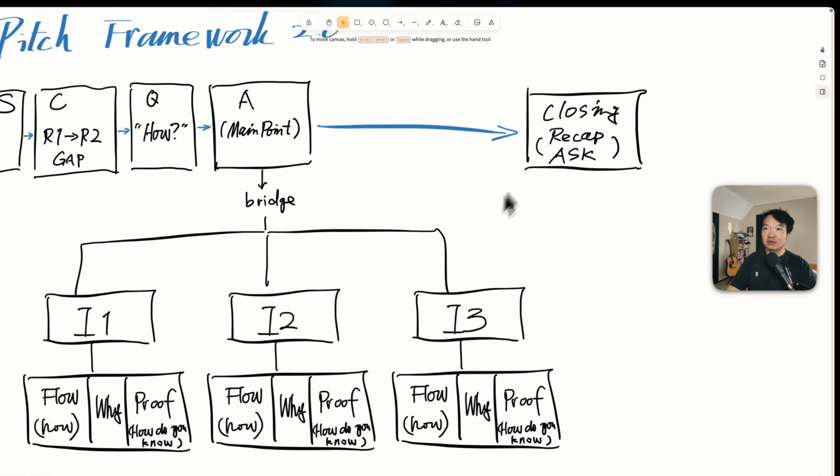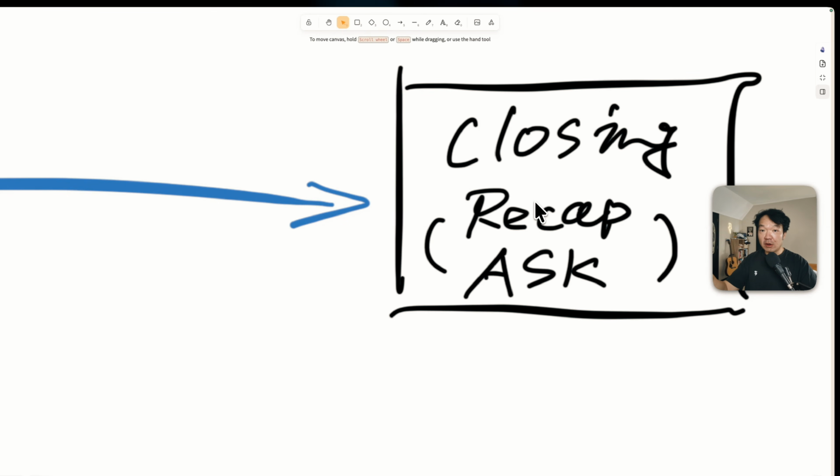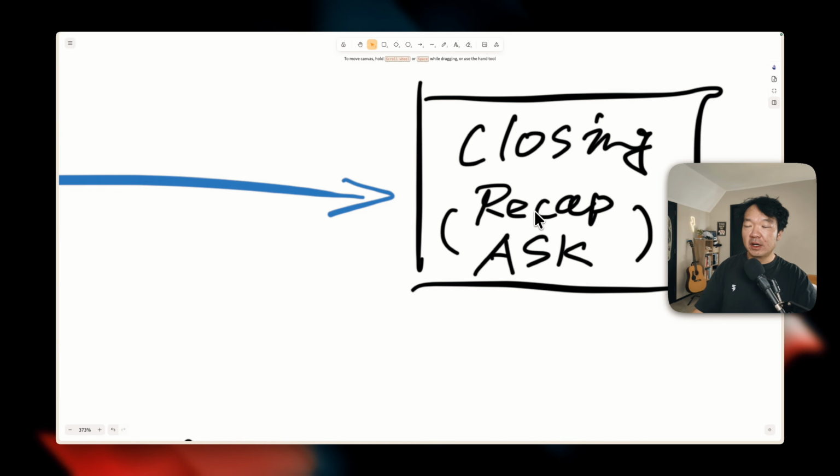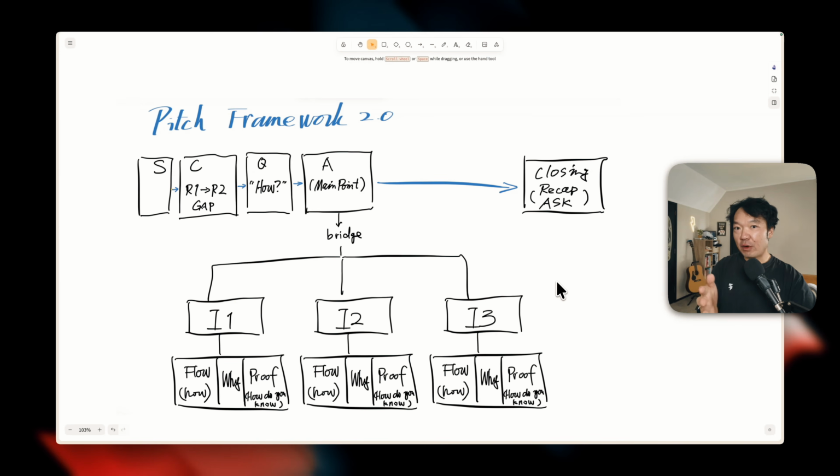And then you go to the closing. The closing could be a recap, to remind people of those 3 selling points, or how you filled the gap between the current results and expected results. And also you can follow with an ask, which we always call a call to action, right? So what you want people to do, maybe sign up, maybe support you, or maybe give you some questions. So those are the things you can suggest. So that's the pitch framework.